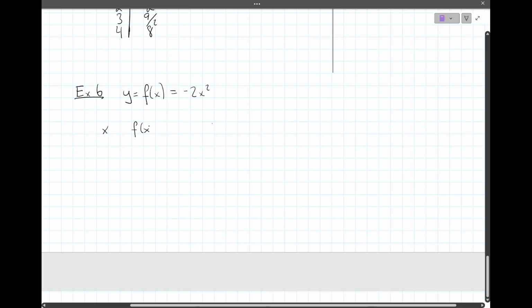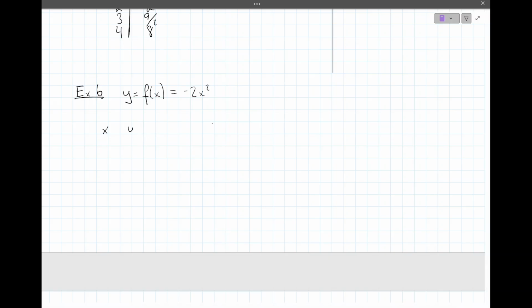So this is x and y equals f of x, right? So these are our two values that make a coordinate pair.